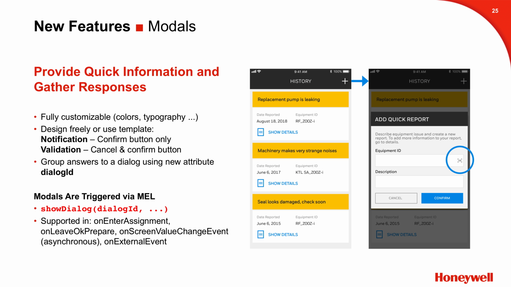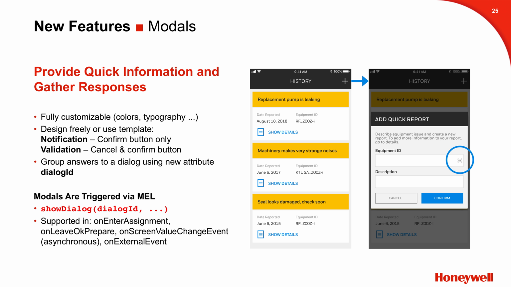So I think this is a big one. The new modals let you provide quick information and gather responses in a very usable, very robust way. You can see on the left, we have 2 example screenshots. We have a history of certain items, and you can add a new item, basically add a report to that list of reports with the plus button in the header action menu. And that will bring up a modal.